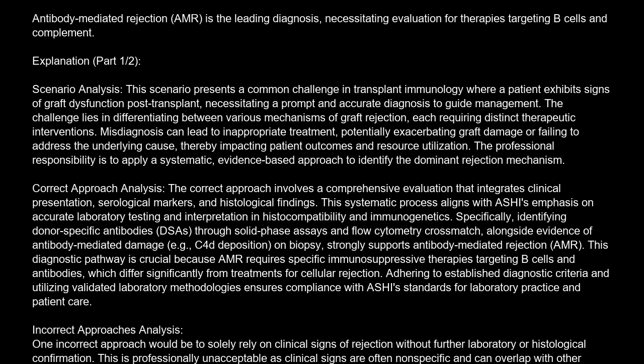This diagnostic pathway is crucial because AMR requires specific immunosuppressive therapies targeting B cells and antibodies, which differ significantly from treatments for cellular rejection. Adhering to established diagnostic criteria and utilizing validated laboratory methodologies ensures compliance with ASHI standards for laboratory practice and patient care.